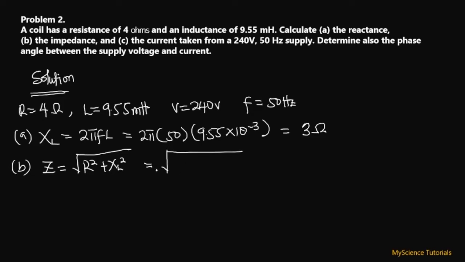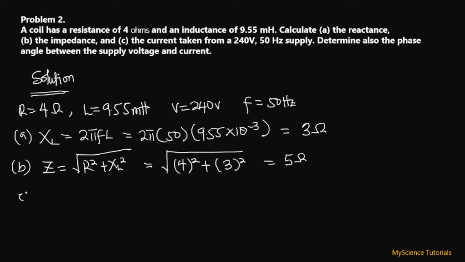So this is equal to, our R, which is the resistance, is 4. So we have 4 squared plus our XL, which is the inductive reactance, is 3. So we have 3 squared. Now, if we compute everything into our calculator, we are going to get 5 ohms as the total opposition to the flow of current in this particular AC circuit.